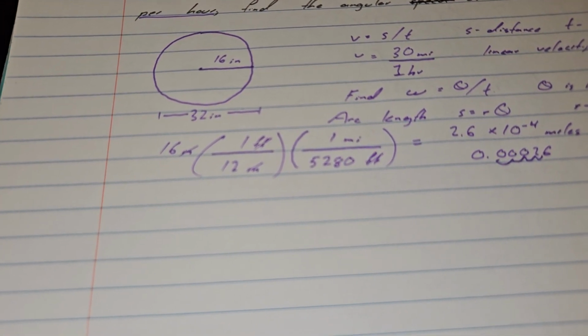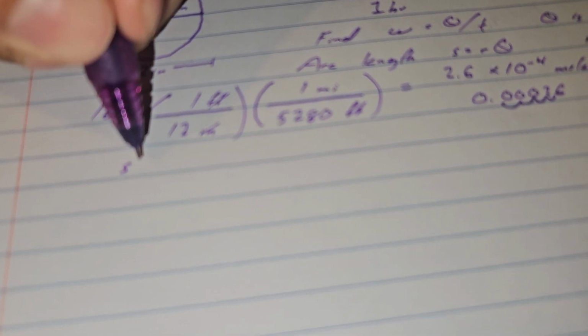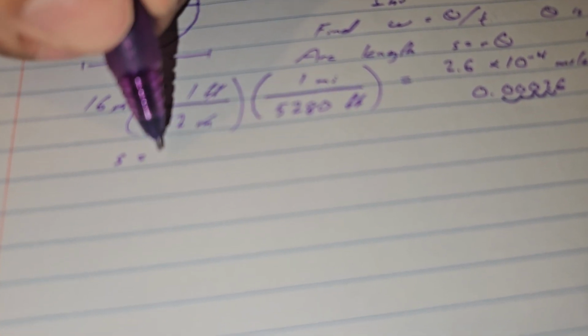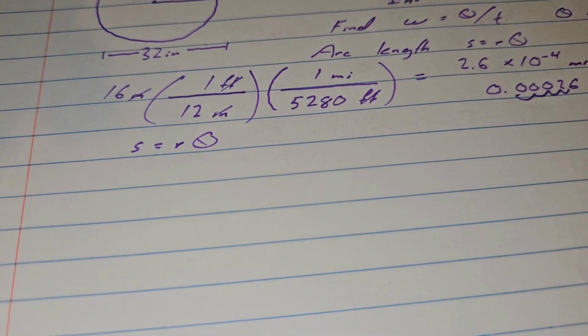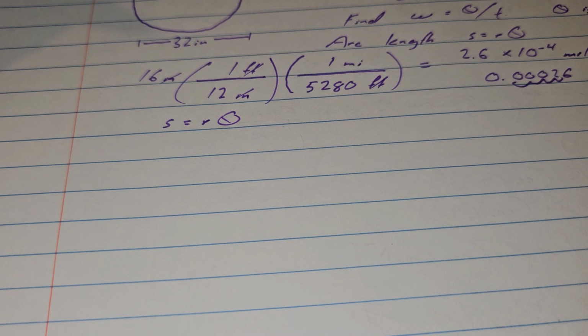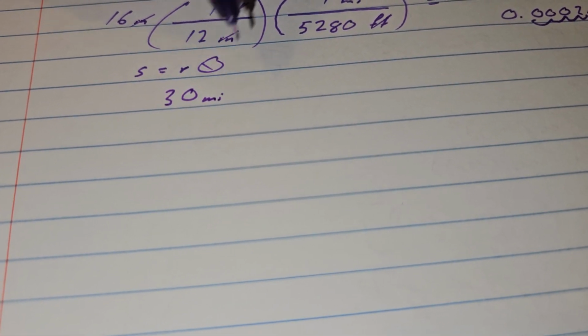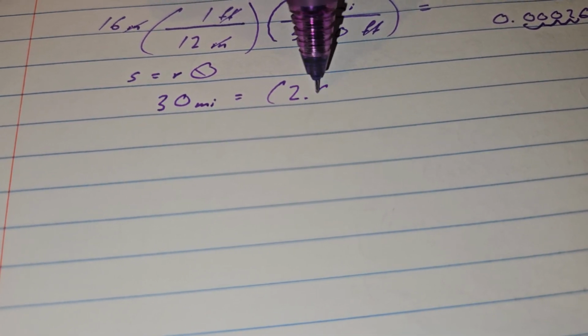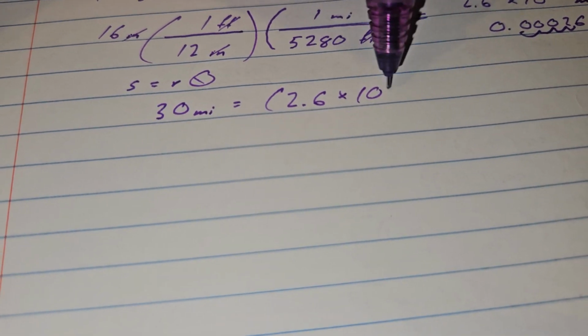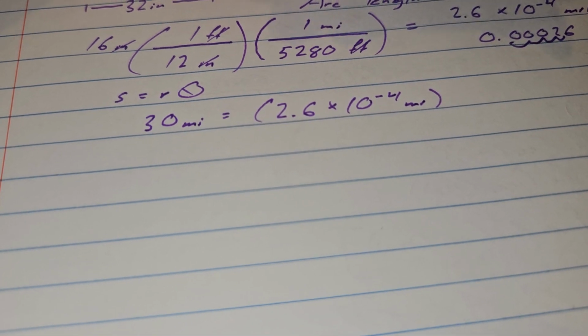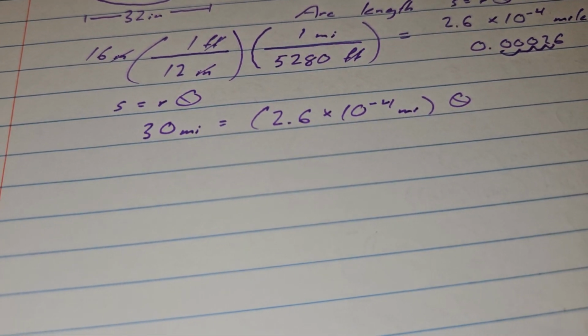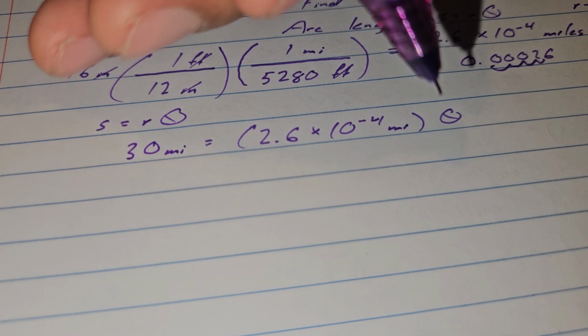Now we can go ahead and apply our arc length formula of distance equals radius multiplied by theta, our angle. So our distance is already given to us. Our distance is 30 miles, which is equal to our radius. What is our radius? Our radius is 2.6 times 10 to the negative 4 miles. And our theta is what we're going to look for. So now this is easy. We just have to find theta.